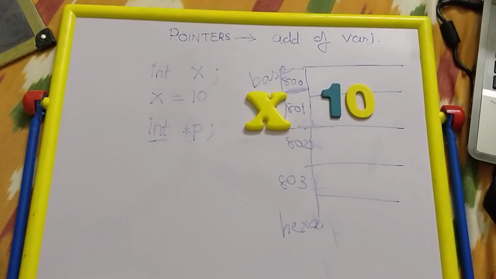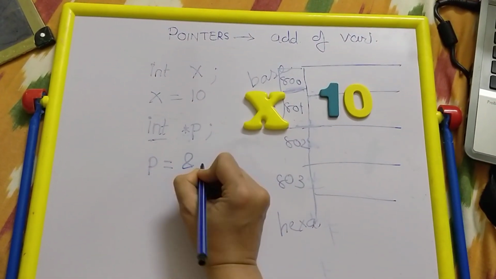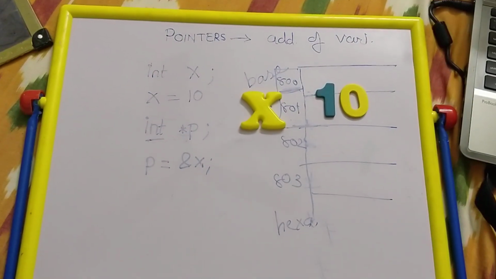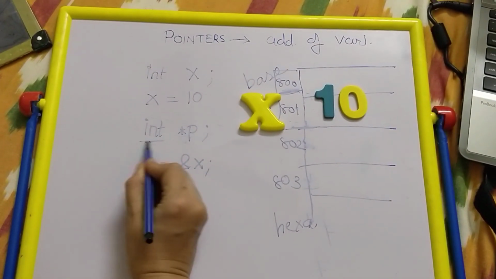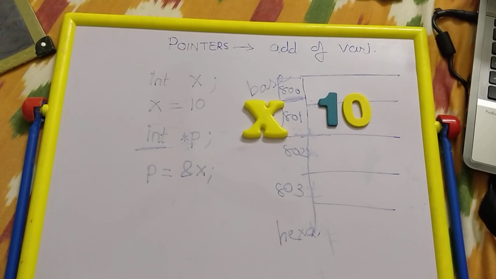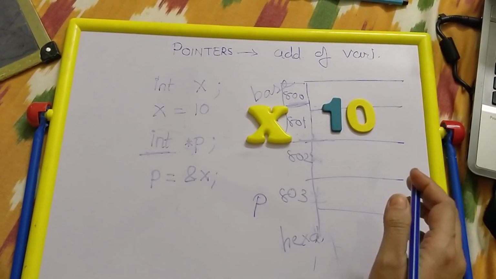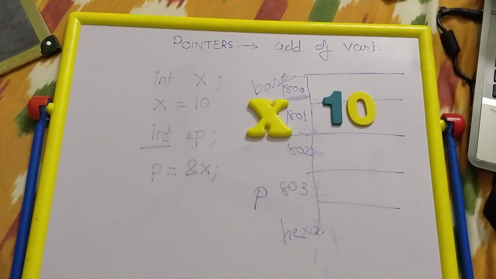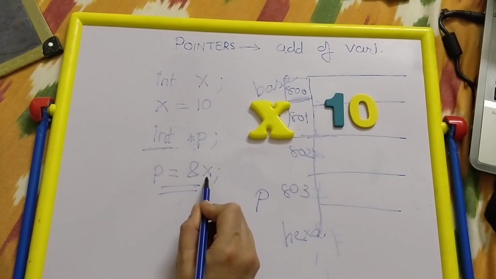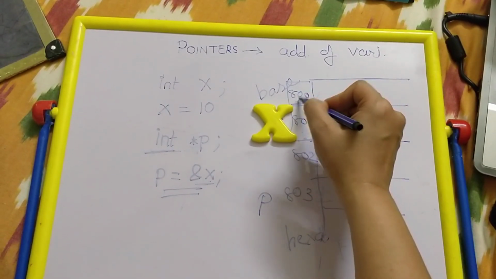Now how will I assign the address of x in p? For that we have to use the address operator and assign the address of x to p, right? So now a variable will be created in the memory by the compiler when this is encountered, which will be known as p. For example, it is at 803, right? And the memory required is for storing the hex value, right? Now this particular p will be assigned the value which is representing the address of x. This address of x is the base address of variable x, which is 800.